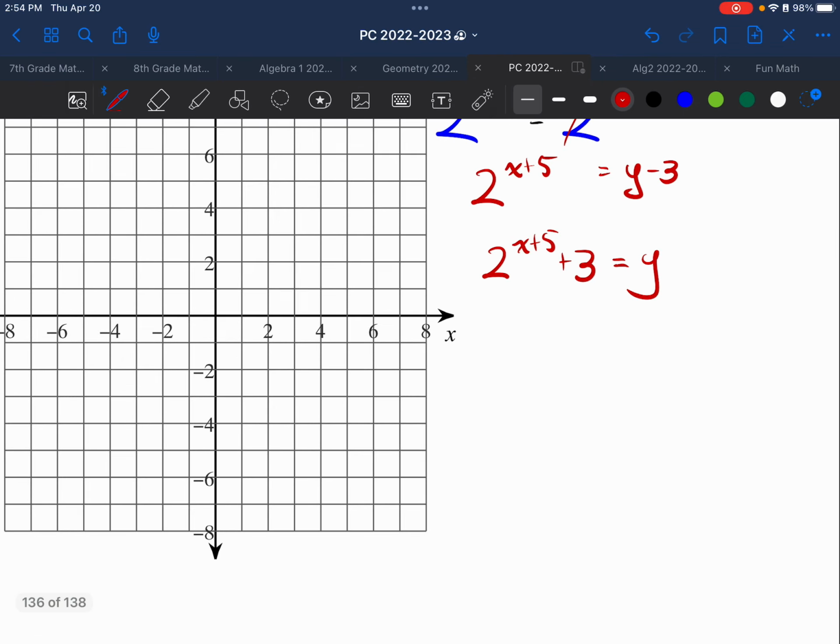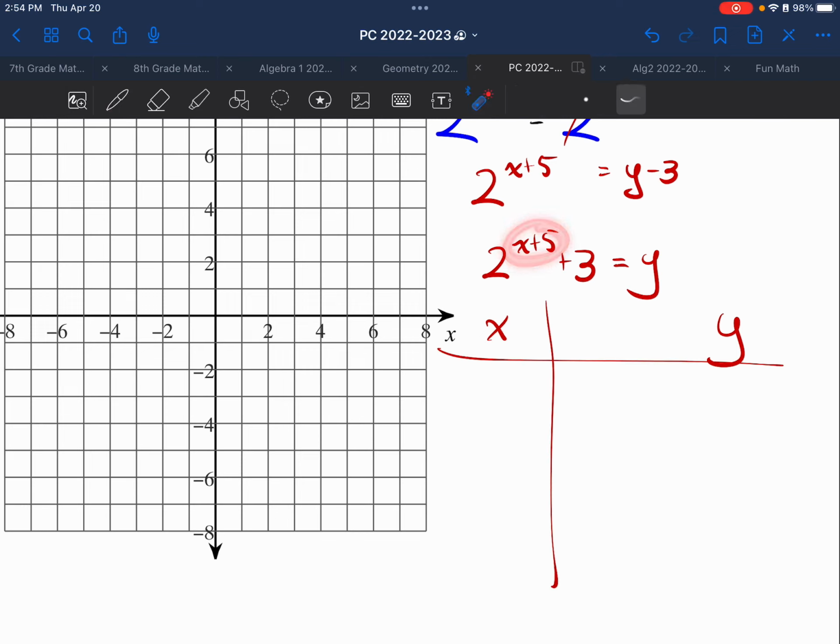So it's time to make a table. Our table is going to be values of x, values of y. Let's see what we get. So if I choose, again, I kind of want to make this thing 0 to start us off. That would be nice. To make this 0, I'm going to start with an input of -5. If I start with -5, that's going to be -5 plus 5, which is 0. 2 to the power of 0 is 1, and 1 plus 3 is 4. So we'll say my output is 4.